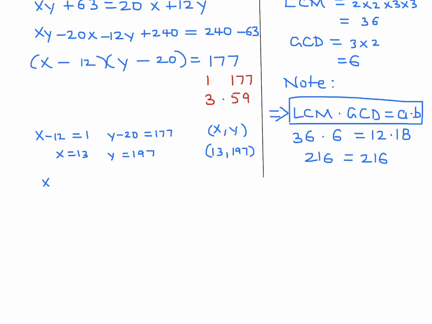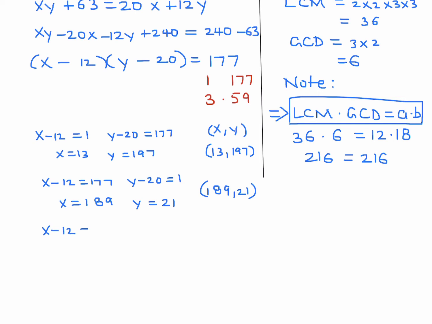Another way of doing it is x minus 12 is 177 and y minus 20 is 1. This would give me x equal to 189 and y is equal to 21. So this is 189 and 21, this xy. And then now we start looking at those two.